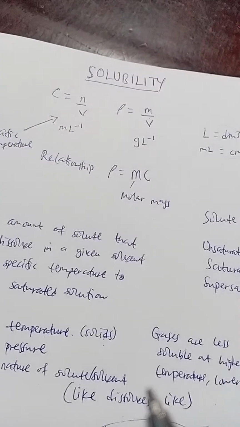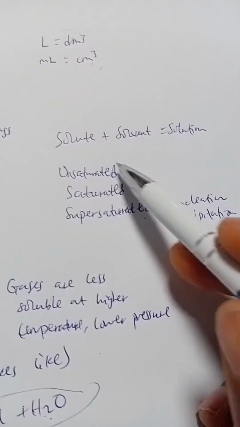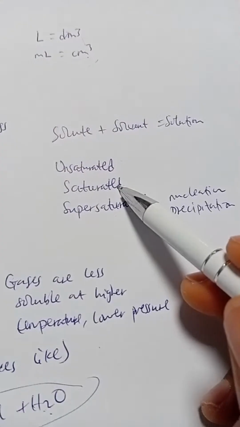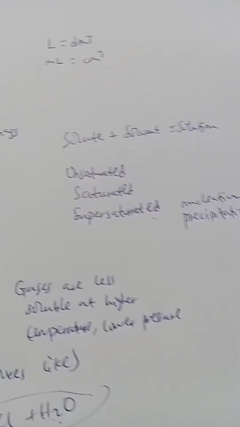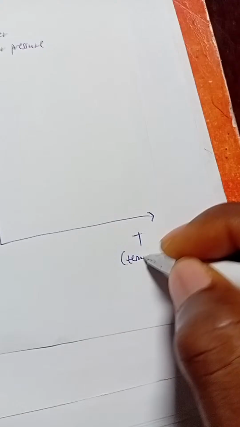So I want to move on to the solubility curve. As we stated, an unsaturated solution can dissolve more solute. Supersaturated solutions cannot dissolve any more solute at a given temperature. If you plot a graph of solubility against temperature, you are going to have three different regions.